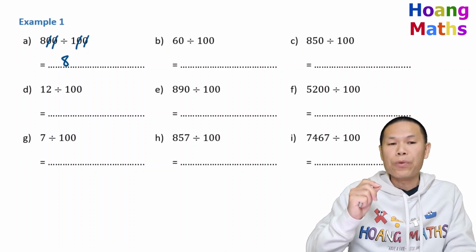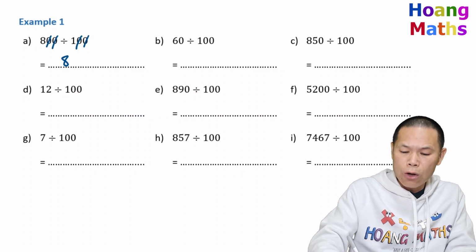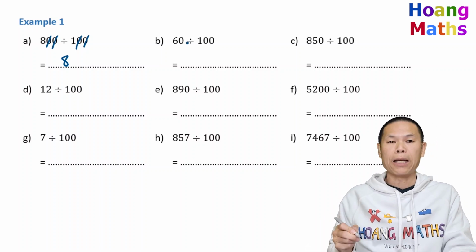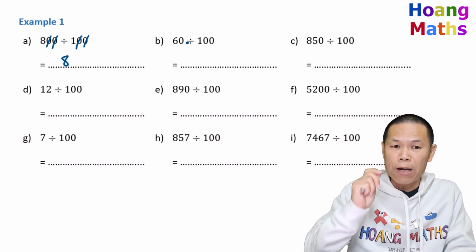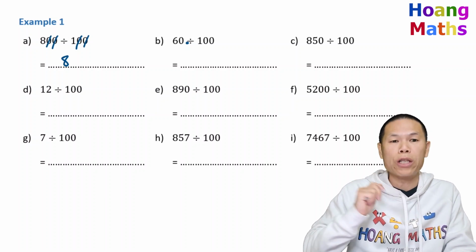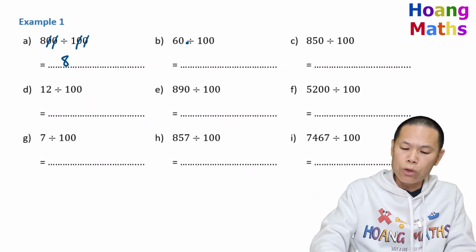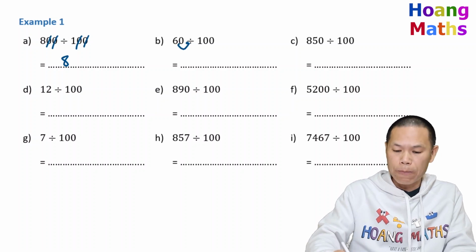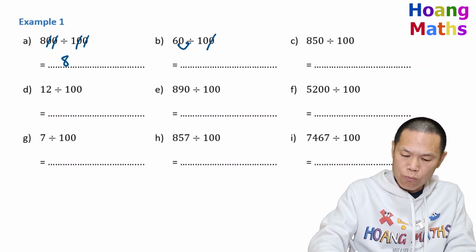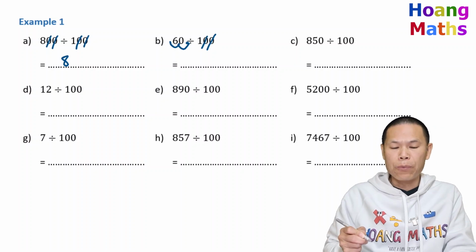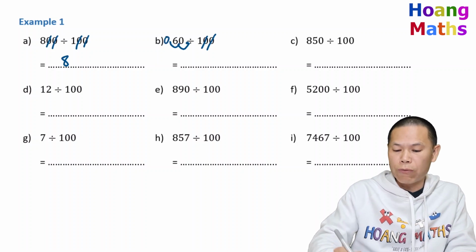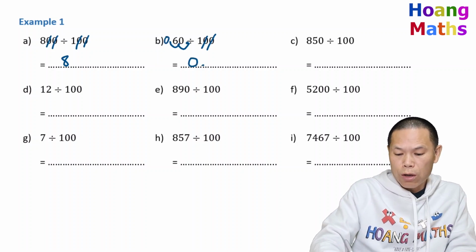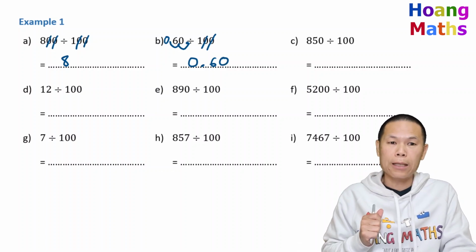Part B, 60 divided by 100. If you think about it, 60 has no decimal point, which means it is right at the back here. So we can simply move the decimal point to the left, because when we divide by 100, the answer should be smaller than 60, correct? So we move this decimal point 1 to the left, we cancel this, and we move 1 more to the left, we cancel that. So that becomes 0.60. In other words, we can just put a 0 in front here. So that becomes 0.60, or 0.6.